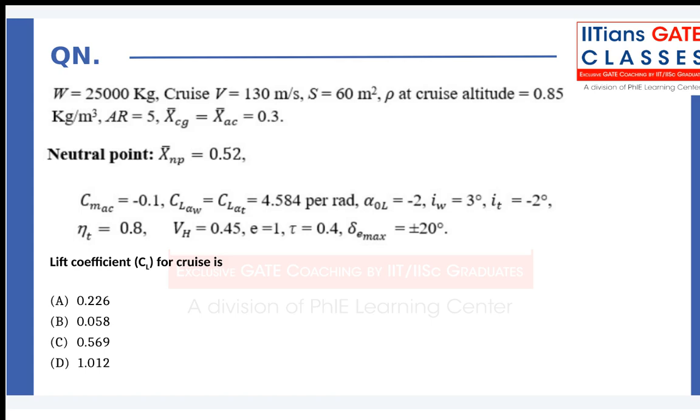Okay, so a different set of data is given to you, and a different set of questions will be based on the same data. So let's look at the questions again. Weight of the aircraft is given to you, cruise velocity, the wing area S, the cruise altitude, the density of air at the cruise altitude, aspect ratio of the wing. They've given you CG location to be the same as aerodynamic center of the wing. They've given you neutral point location. Then you have CMAC, CL characteristics of the wing and the tail. Then angle of attack, zero lift angle of attack.